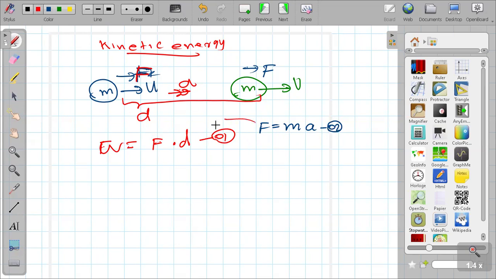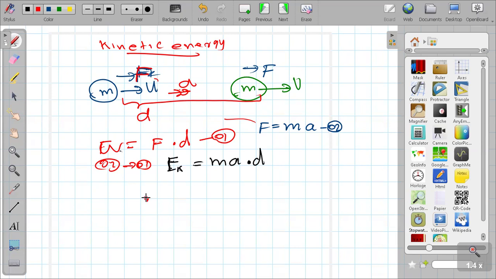I can substitute it into equation number 1, and you will get the result. This is going to be m a d. It is mad. Right. How to find out the displacement here?